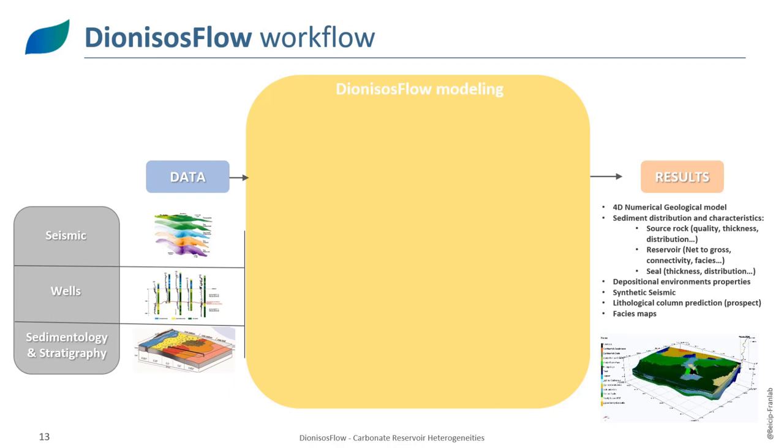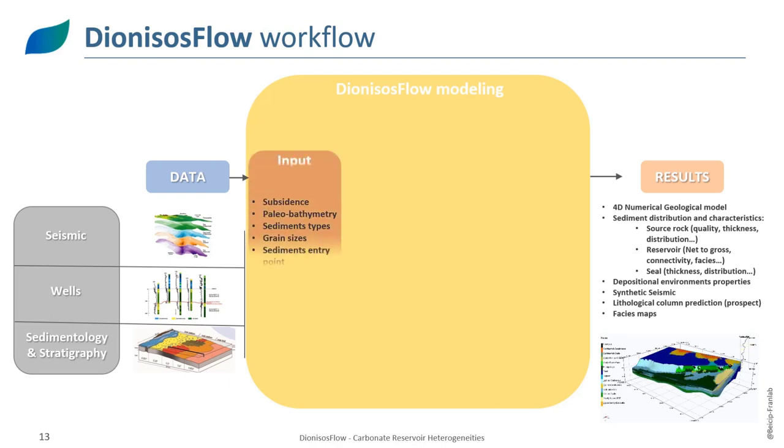So we start with data. We start with seismic, wells, sedimentology, stratigraphy, biostratigraphy, and we take a lot of input from those. Some input is direct, so goes directly into Dionysos, such as subsidence maps, which are derived from present-day thickness, for example, reconstructions of paleobathymetry, which is also coming from interpretation of the seismic.